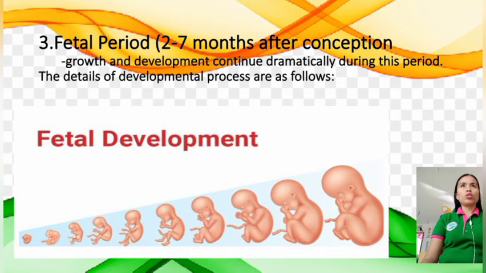Very few new structures actually occur during the fetal period. It is during this period that the origins of motor, sensory, and learning behavior are to be found. This period is considered safer than the embryonic period, but it is not completely free from hazard. The details of the developmental process are as follows. But before that, I have here an illustration of how the fetus develops. It develops gradually.